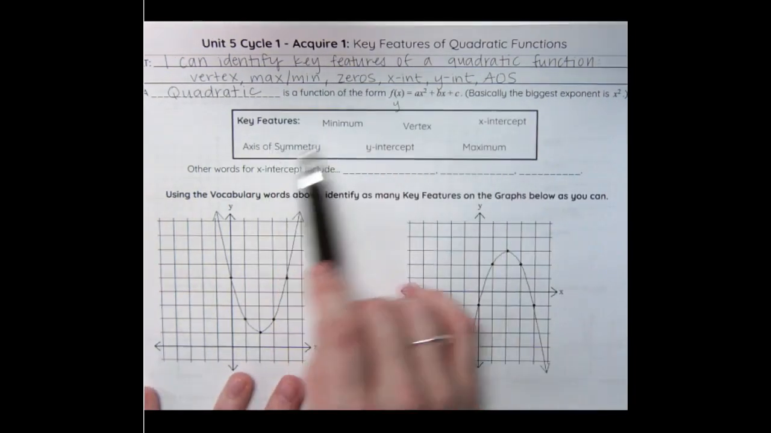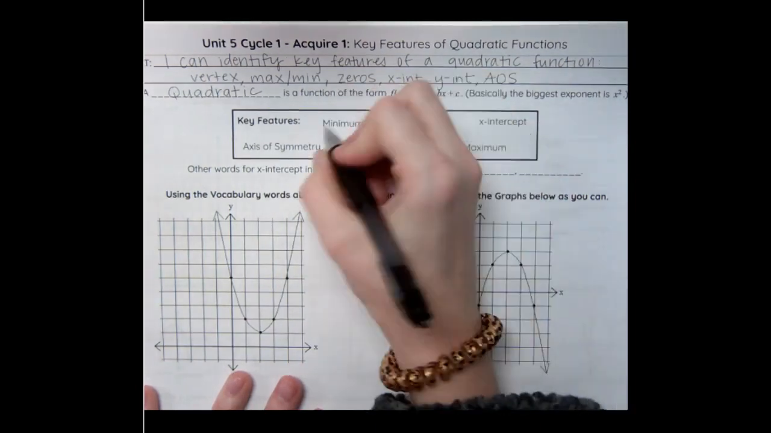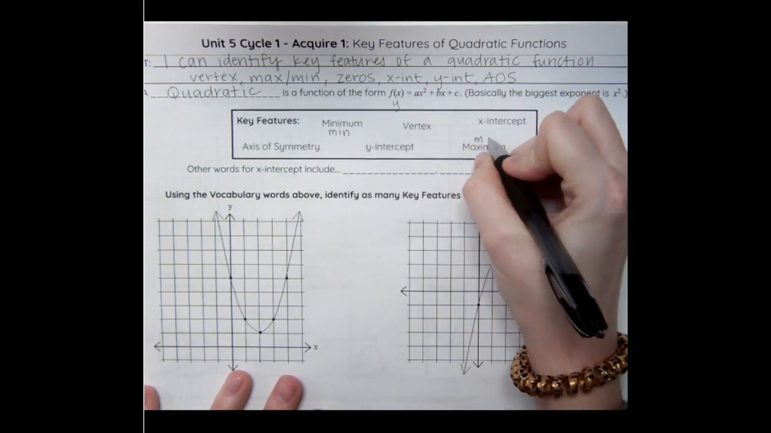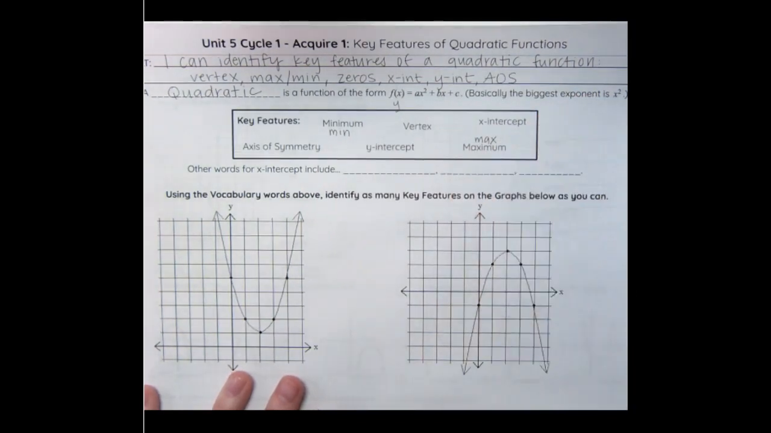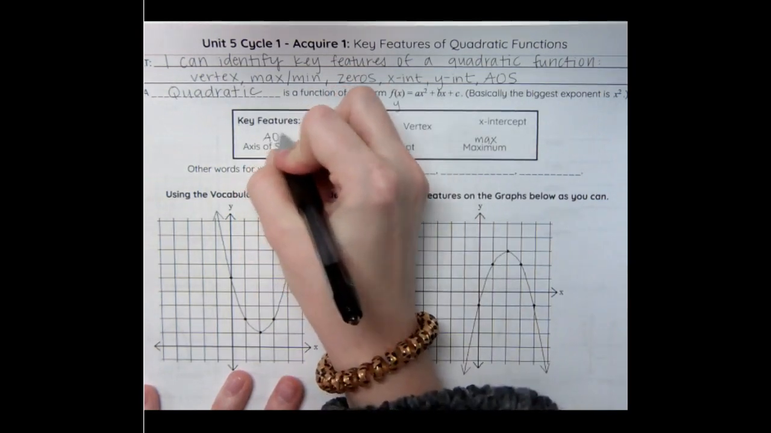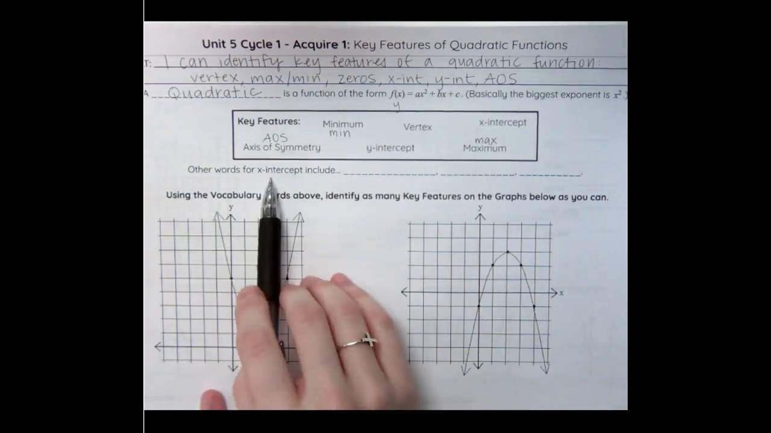Our key features are these right here that you noticed we put in our learning target. Minimum, we can write just as min. Maximum, we can write as max. And the axis of symmetry, we shorten to AOS because that is a lot to write. We're going to use these features and plot them and label them on our graph below. Before we do that, we have what's called an x-intercept.